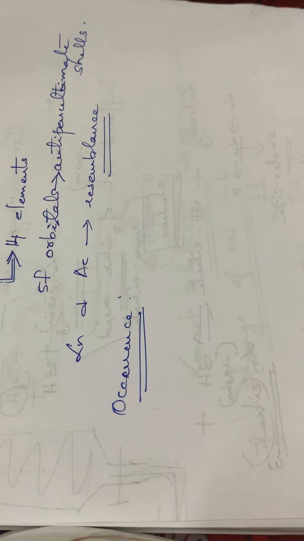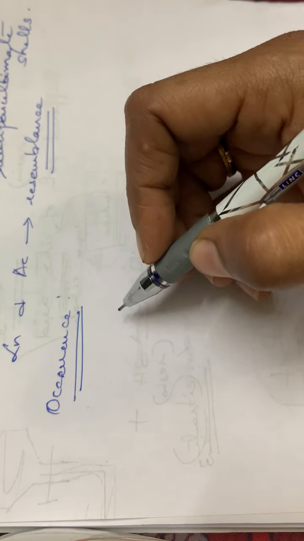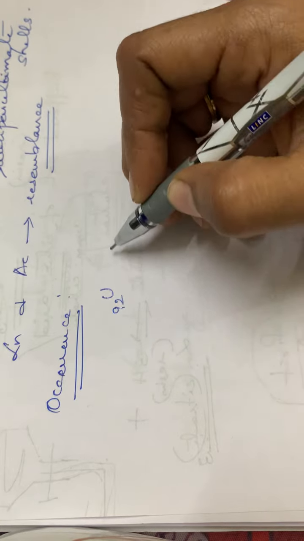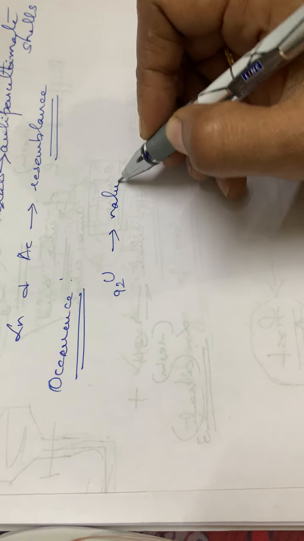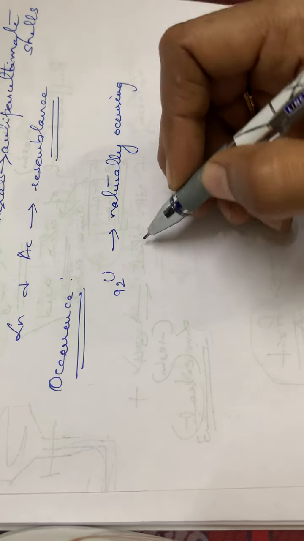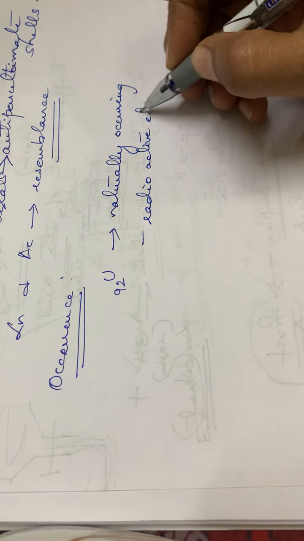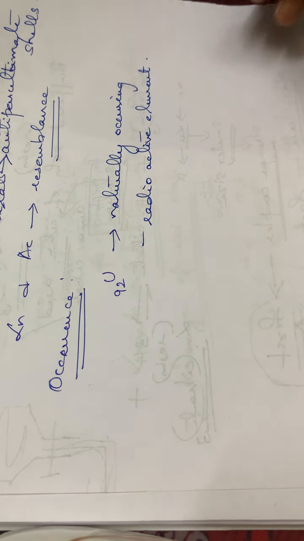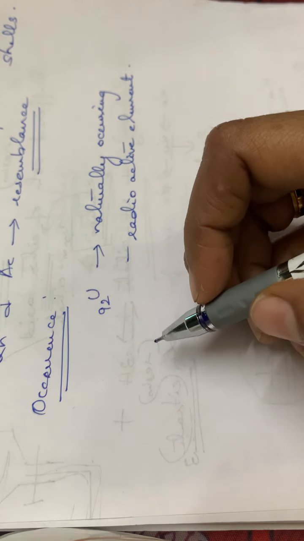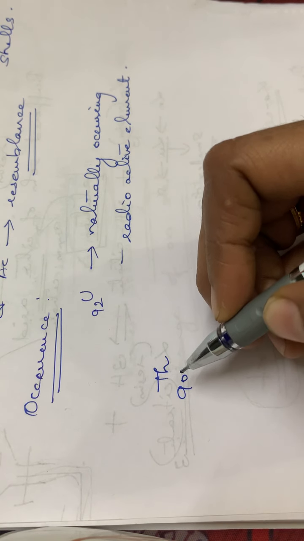Occurrence of actinides. One of the most important elements in the actinide series is uranium, atomic number 92. It is a naturally occurring element, and you all know it is a radioactive element. Then, coming to the first element, thorium, with atomic number 90.